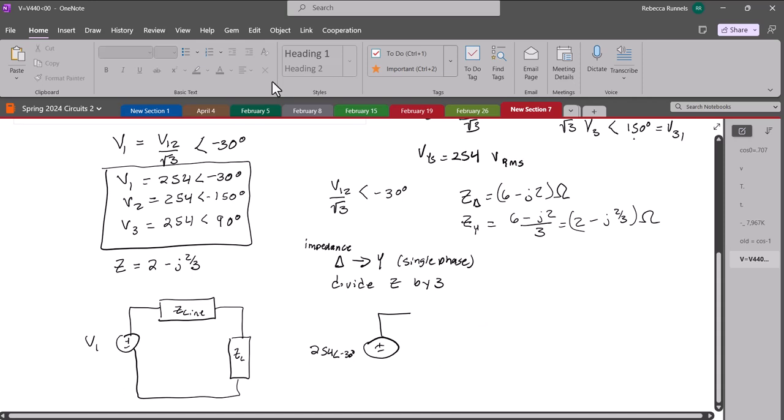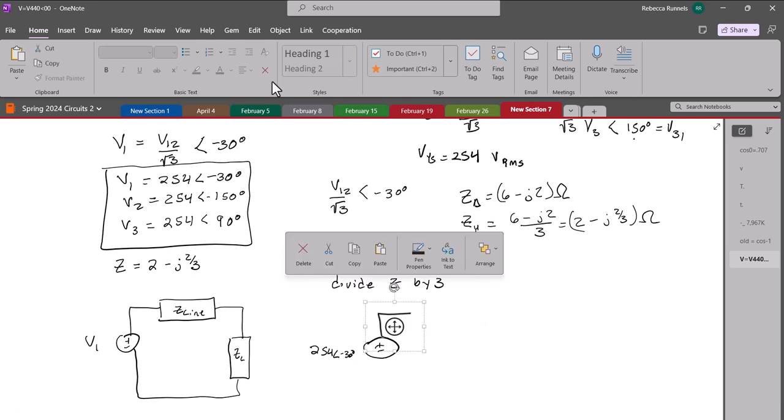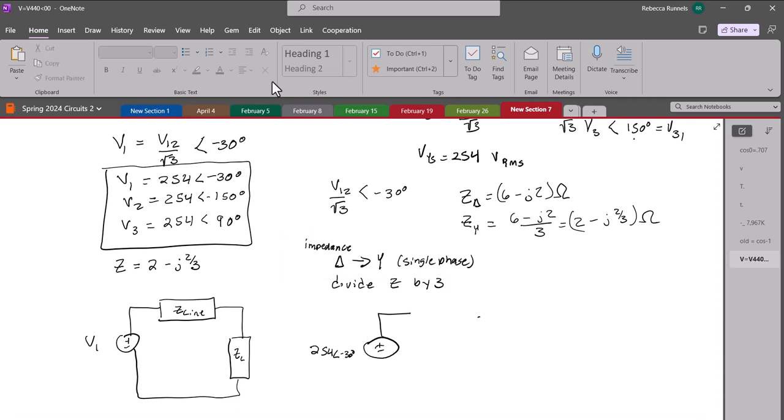So this would be the line impedance, which was 0.2 plus J1. And the load converted to single phase we got was 2 minus J2 thirds.